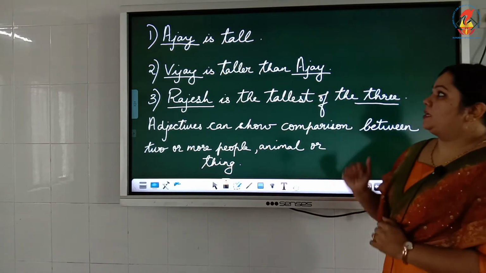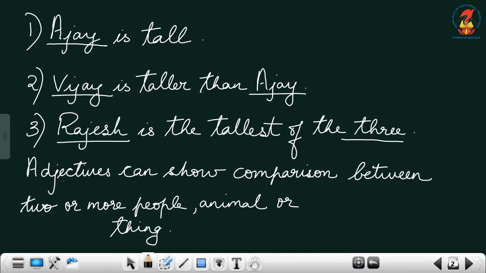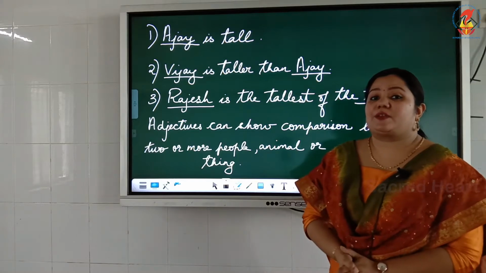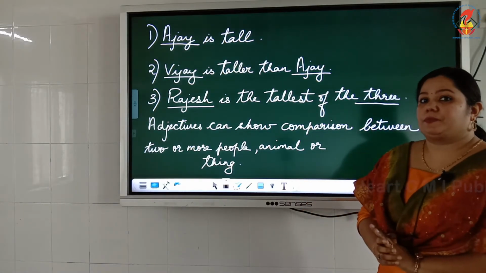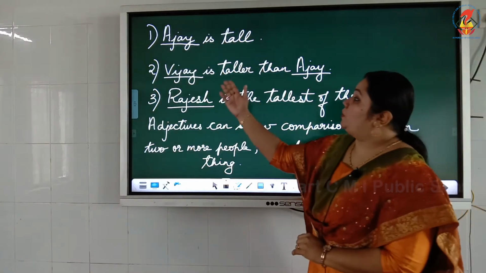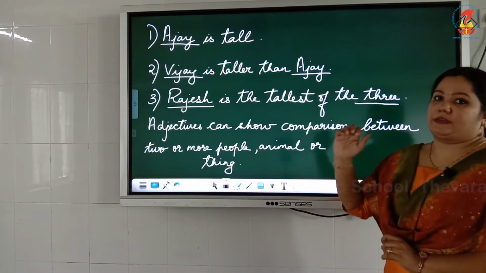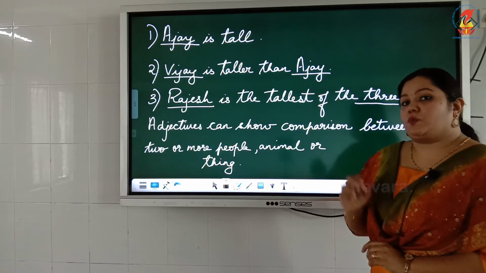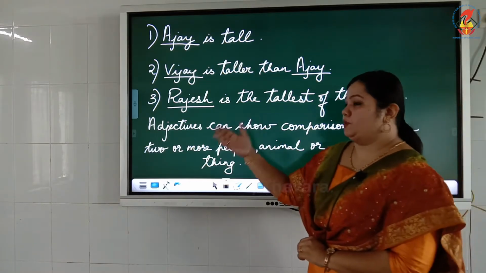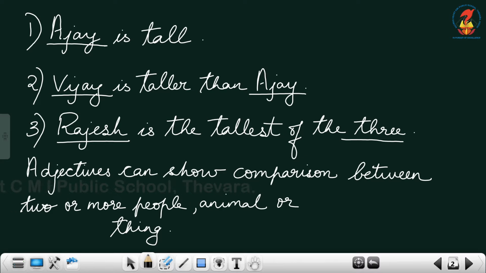Now just take a look at the sentences on the board. The first sentence that I wrote: Ajay is tall. Here we are talking about a boy called Ajay and we are saying that Ajay is tall. Look at the second one: Vijay is taller than Ajay. Now here we are talking about two boys, right? And we are saying that the boy Vijay is taller than Ajay. And now the third sentence, we are including another boy also in the conversation and we are saying Rajesh is the tallest of the three.